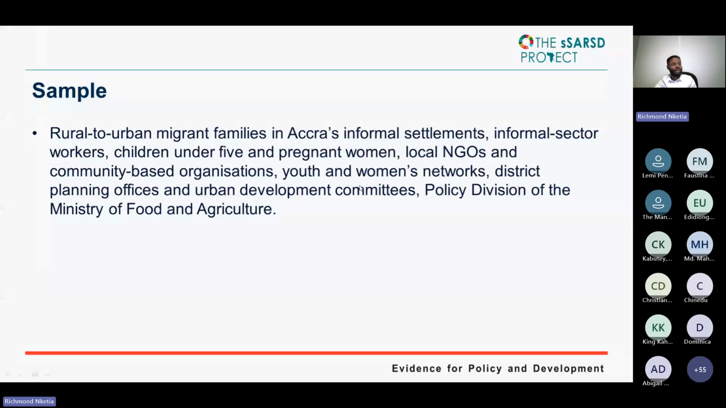I'm going to partner with local institutions like the National Youth Employment Agencies, and those who work there are also going to benefit from that. I'm going to work with district planning officers and agricultural division officers, urban development committees. So all these people would benefit from what I would go back home with.